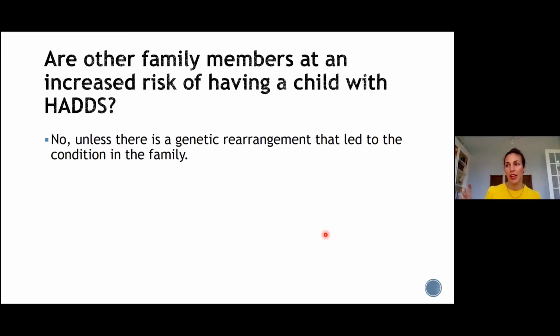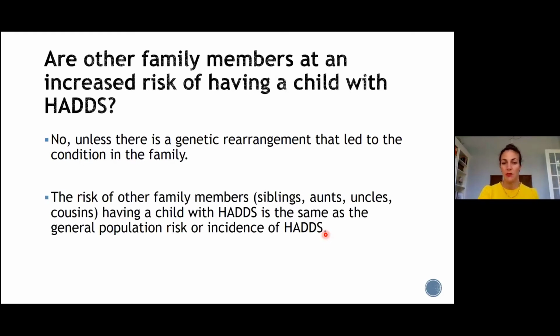And so if a child had their HADS because of a chromosome 10 abnormality, sometimes those can be inherited. And that can run in a family, and it can become unbalanced. But most of the time, no, there is not an increased risk. So the risk for other family members, your other children, your brothers, sisters, cousins, of having a child with HADS is the same as the general population risk or incidence of HADS.